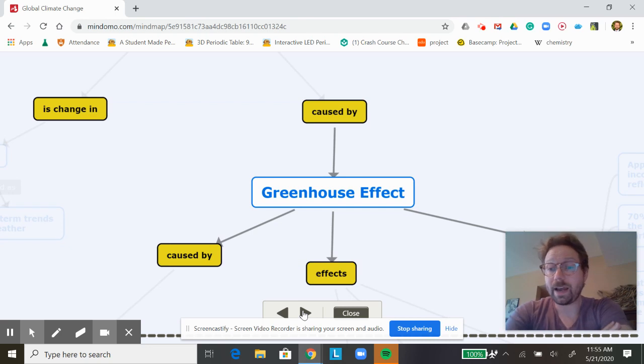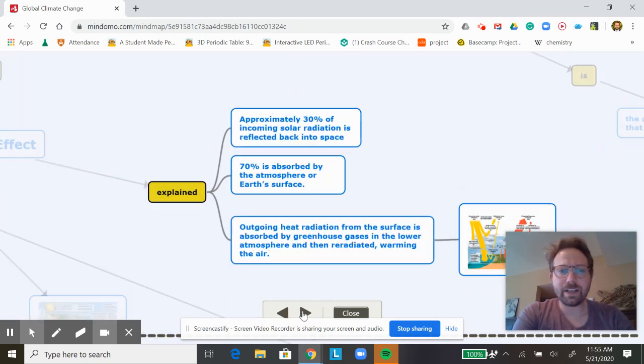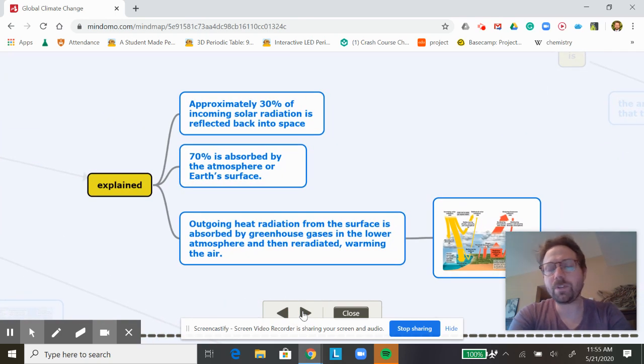What is it caused by? Global climate change is caused by the greenhouse effect. The greenhouse effect is basically the effect of greenhouse gases around the atmosphere trapping in heat. And that's typically a good thing. If we didn't have greenhouse gases, we'd be a giant ice ball. So we do want to have some heat that's being trapped.